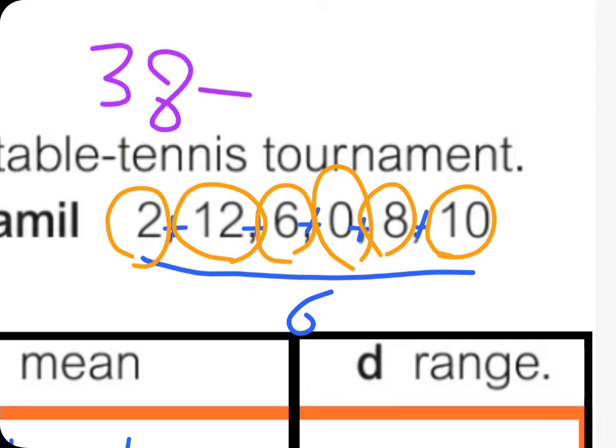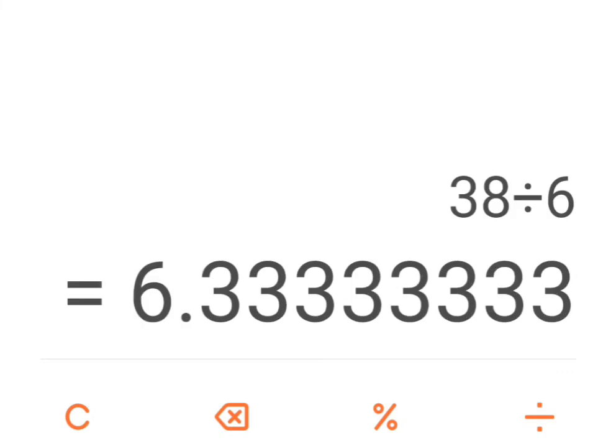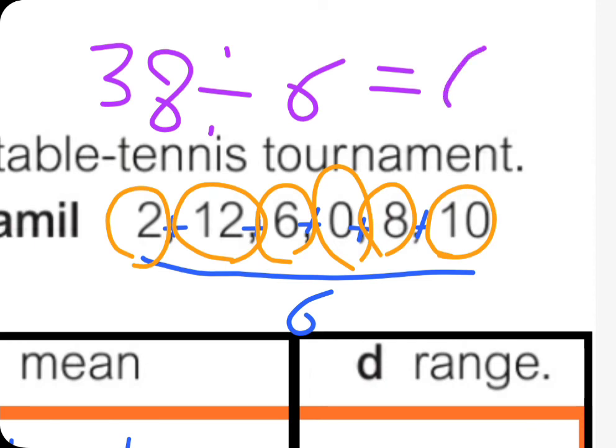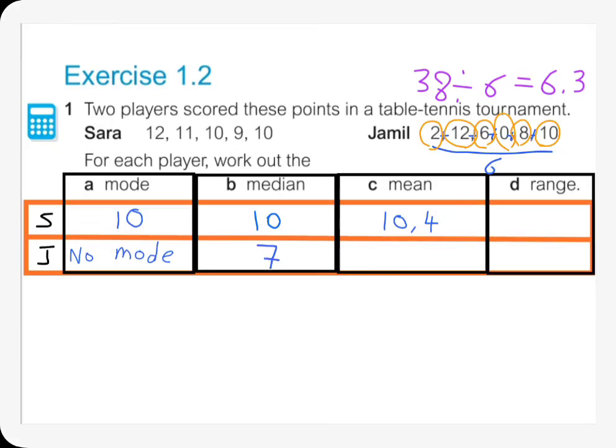So they will be 38 divided by 6. We can use the calculator to answer this question. So we add the data up together and then divide them by their number. So 38 divided by 6 equals 6.3. Let's go back. So the answer is 6.3. Very good. Now, let's remove all of these and write the answer for the mean for Jameel.